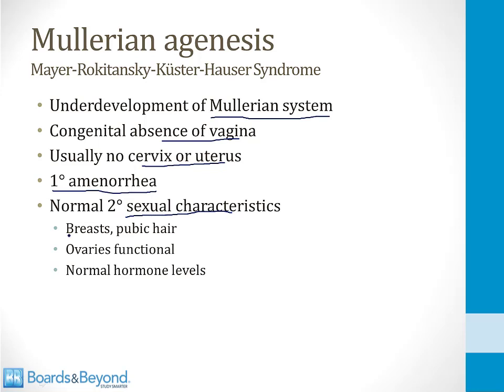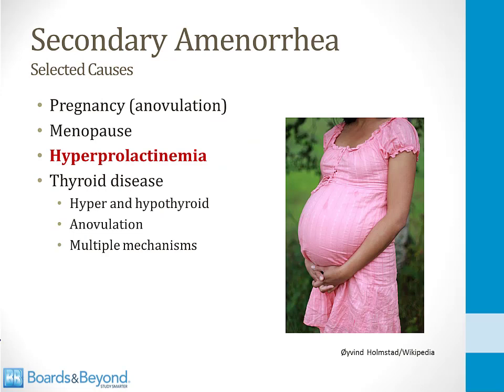For example, they will develop breasts and pubic hair normally, and this is because their ovaries are just fine and functional, so is their pituitary gland and their hypothalamus. They have normal hormone levels. The reason they are not menstruating is purely because of an anatomical absence of the uterus. Now let's talk about secondary amenorrhea.